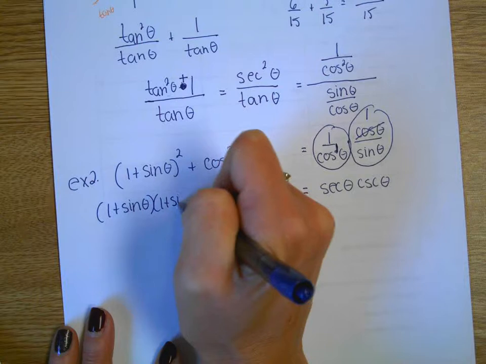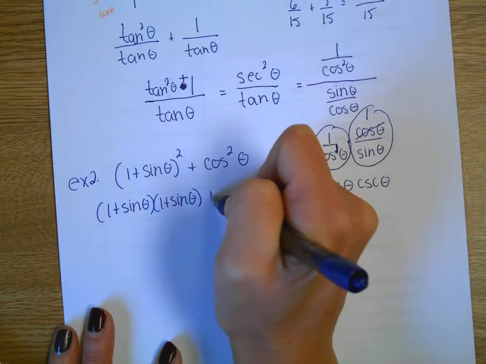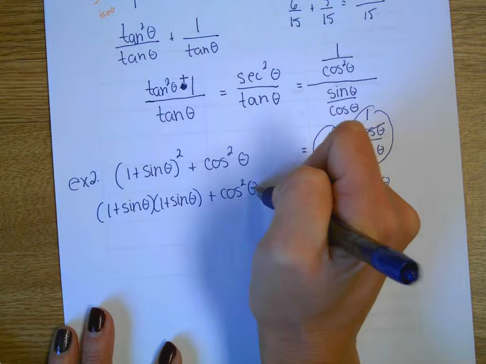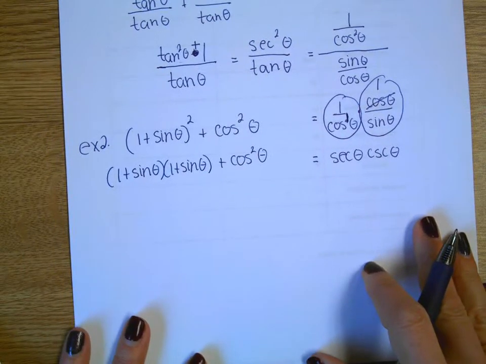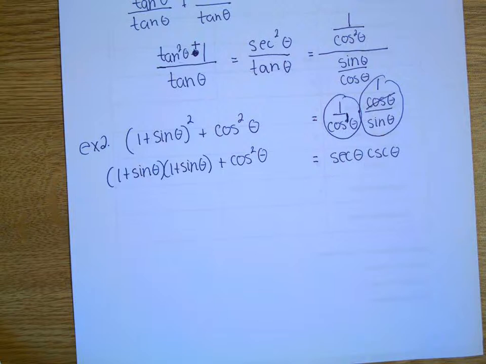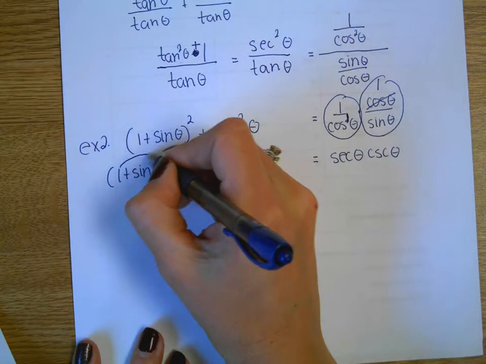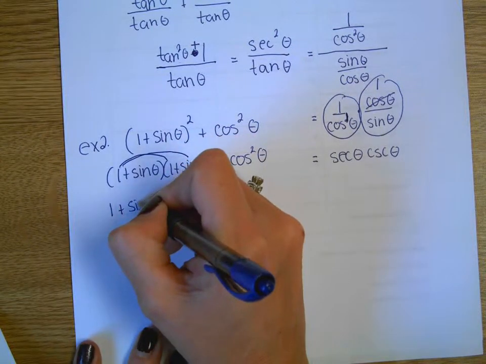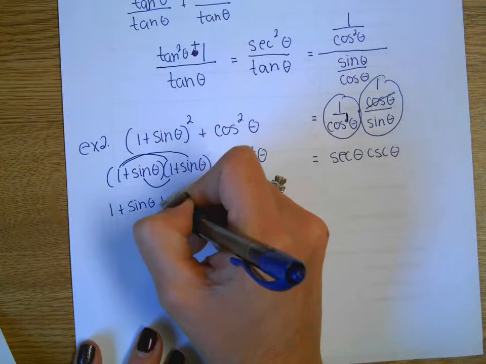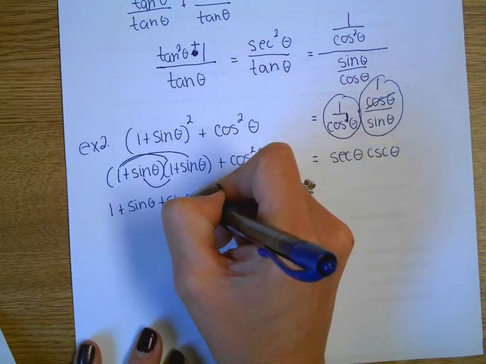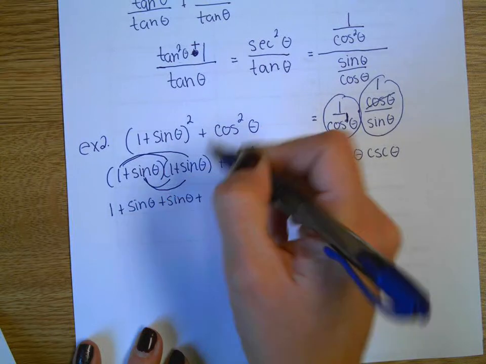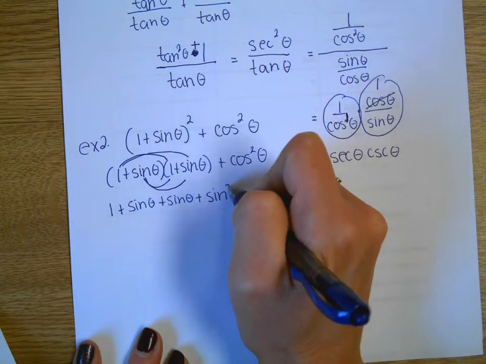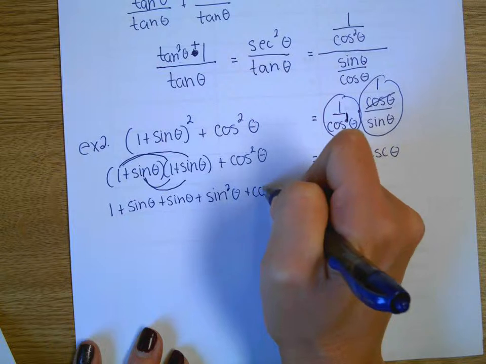So now we got 1 squared. You cannot distribute that. Put them separate. So now I'm going to FOIL. So 1 plus sine plus sine plus sine squared plus cosine squared.